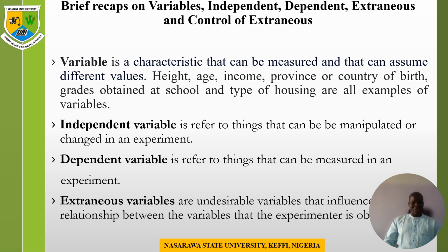At this point, extraneous variables are variables that normally cause change. They are things that you do not invite, but they normally try to affect your result when you want to conduct the research, because they influence the relationship between the variables in an experiment, and they try to obstruct it. These extraneous variables are things that sometimes we can control and things that we cannot control.